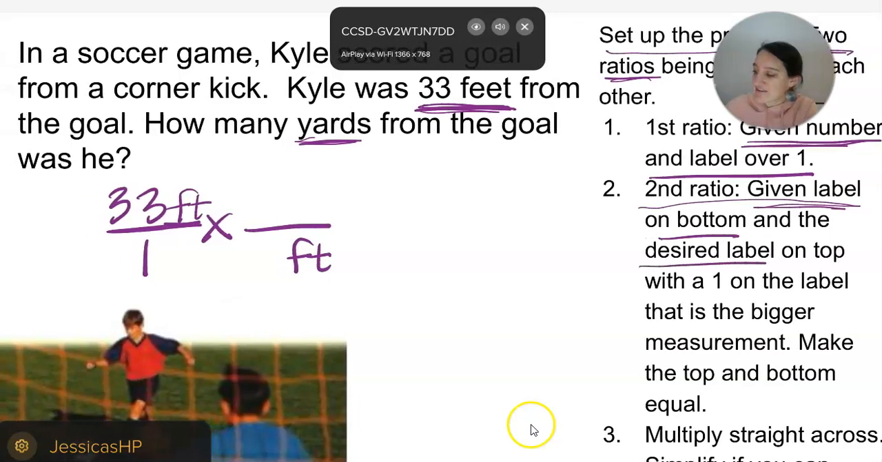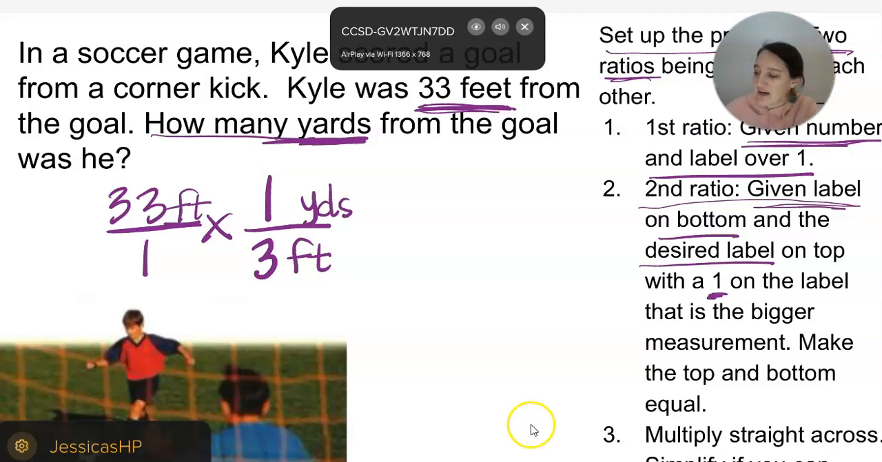And the desired label. What do we desire? Well, the question is how many yards. So we desire to get it to yards. And now we're going to put a 1 on the label that's bigger. What is bigger, a yard or a foot? A yard is bigger, and there are 3 feet in 1 yard.